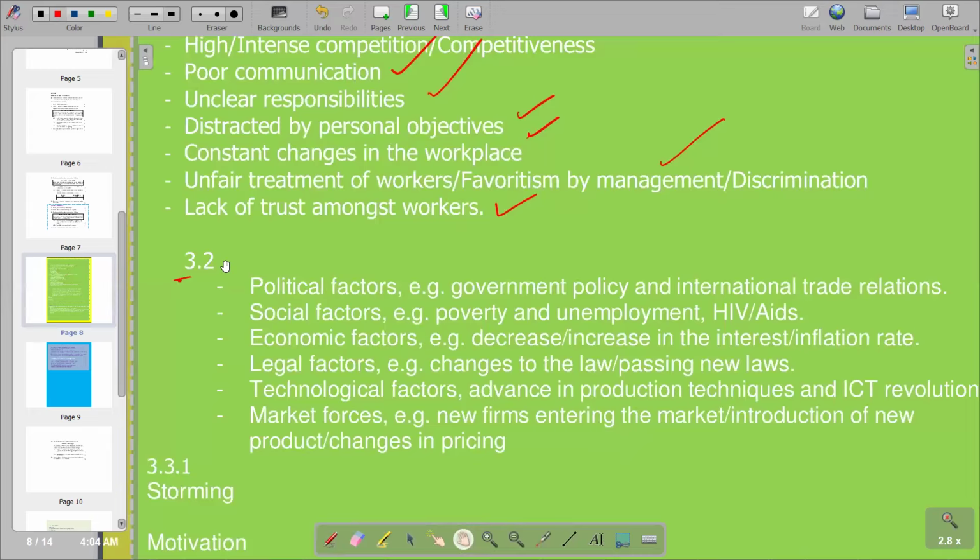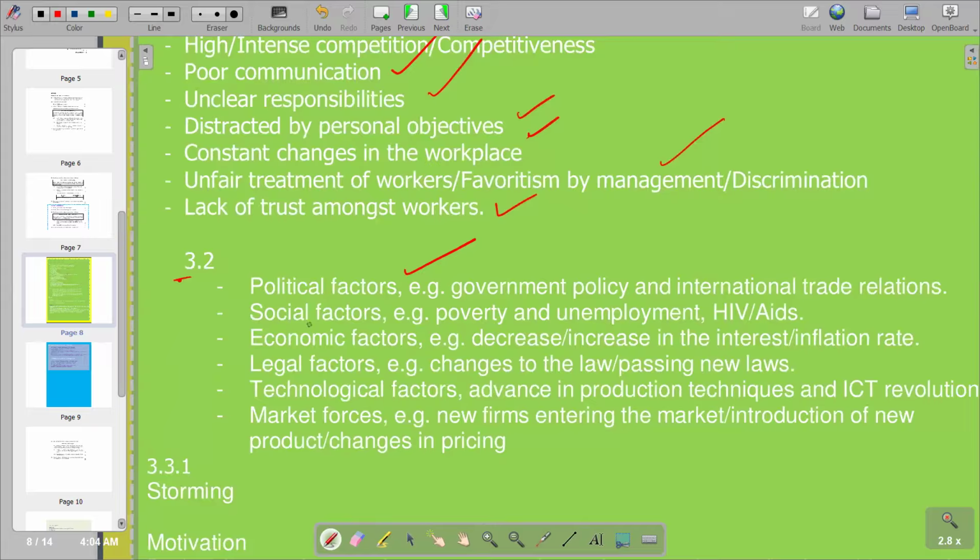Remember, the business might be importing some of its raw materials. If we have poor international trade relations with the country from which we are buying our raw materials or inputs, it might affect the operations of the business. So it will also cause a change in the operations of the business.